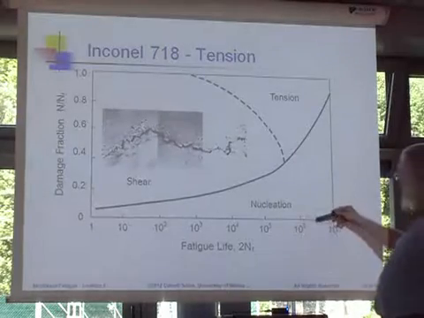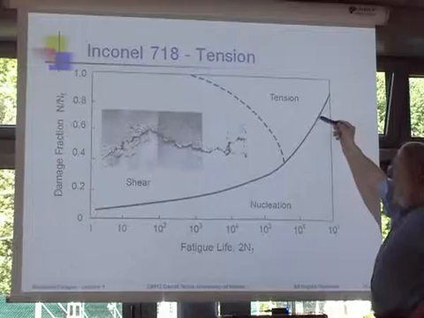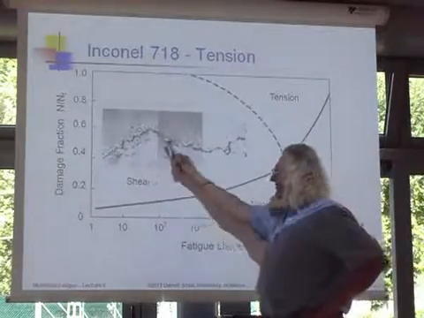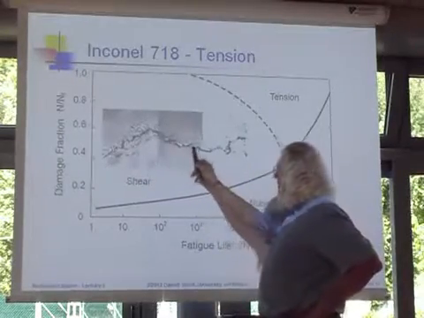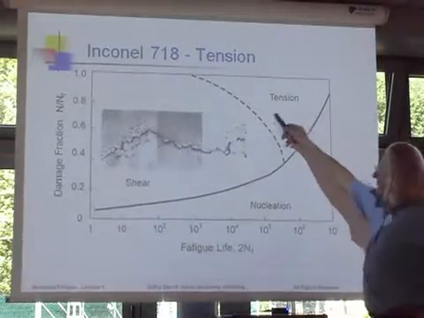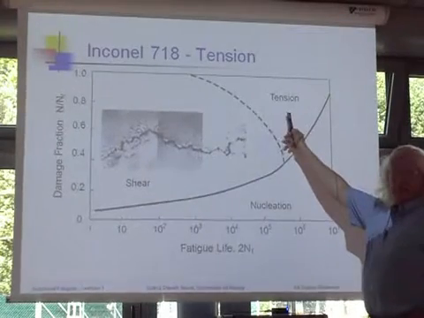So at long lives, again, you spend most of the time trying to nucleate and get a crack to 100 microns or so. And once that crack nucleates, if you have a lot of plastic strain, it tends to be dominated by the shear stresses and linking up of all of these microcracks from the shear stresses. If you're at this intermediate life range, it nucleates, and then it spends a lot of time growing as a principal stress crack.